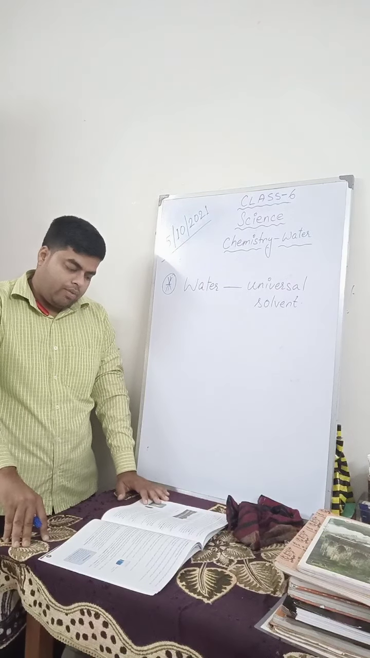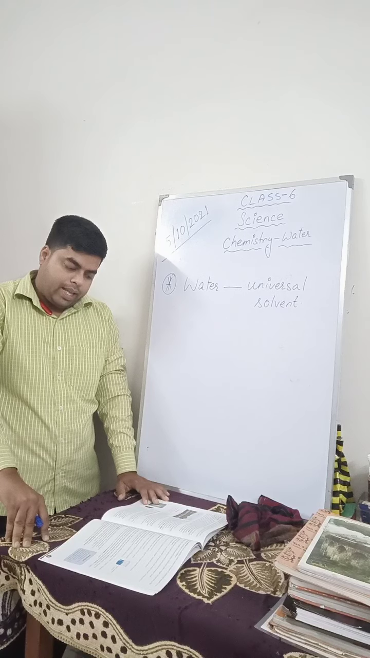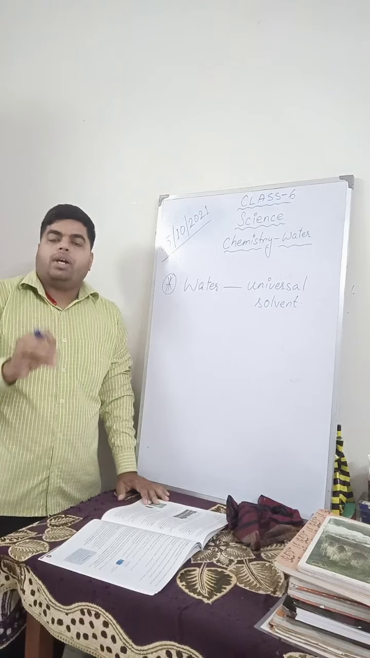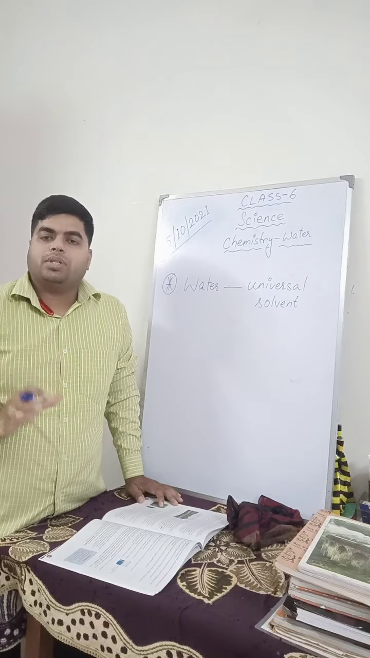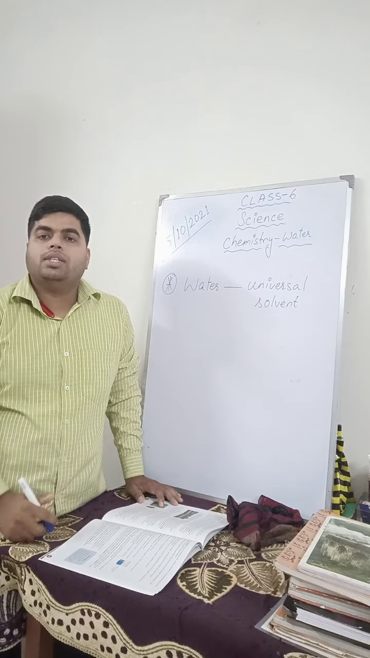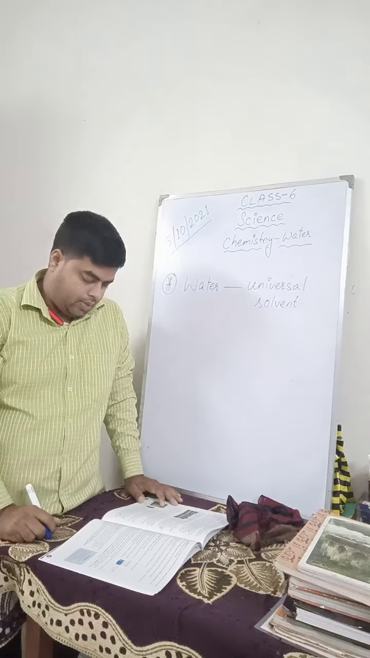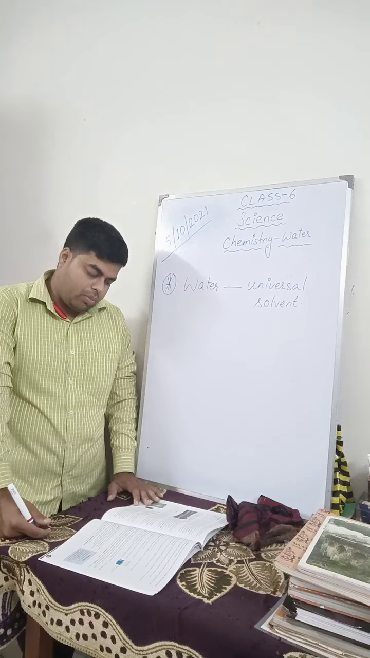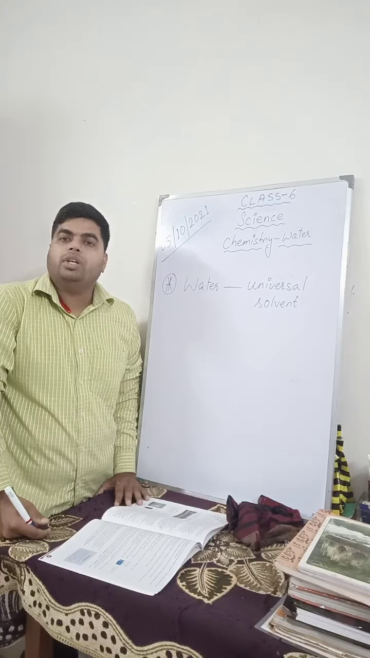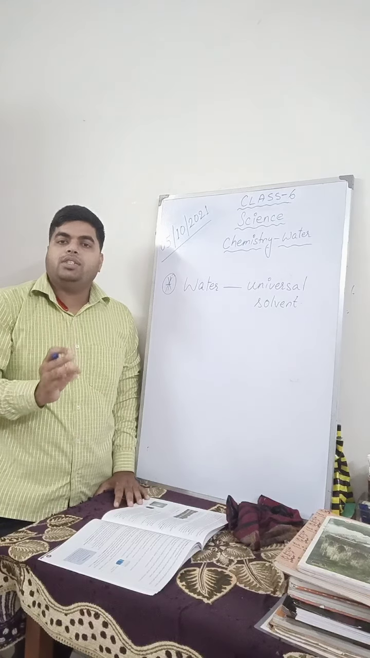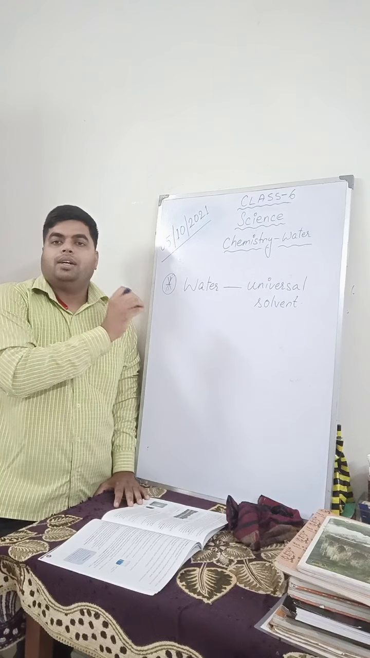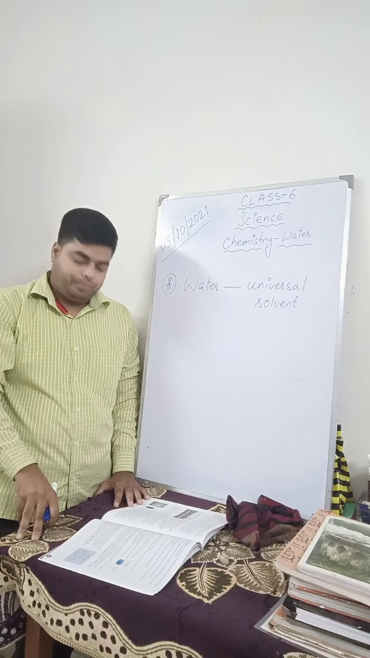Water can dissolve a variety of substances in it, and that is why it is considered a good solvent. Just because water can dissolve many substances in it, it is considered a good solvent, and so it is known as the universal solvent. Water is known as the universal solvent because more substances can dissolve in it than any other liquid. There is no other liquid which can dissolve as many solutes as water can dissolve.